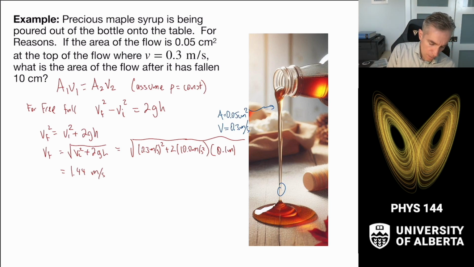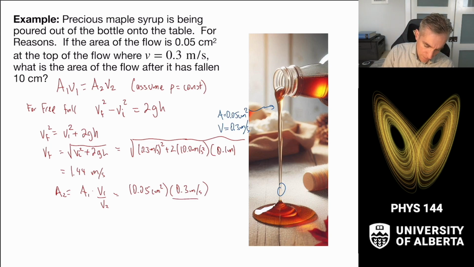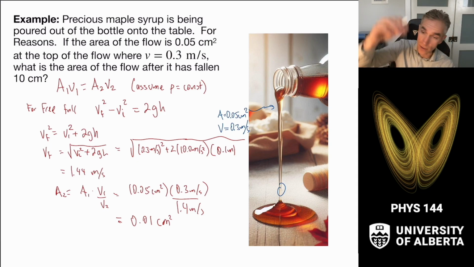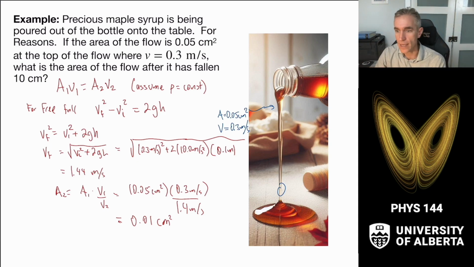Then I can figure out what my A2 is as A1 times V1 over V2. And so that's 0.05 centimeters squared times V1, which was 0.3 meters per second. And then we divide by the new speed, which is 1.4 meters per second. And out comes our result that's 0.01 centimeters squared. So that gives us our expression for how the fluid thins as it kind of free falls down there.